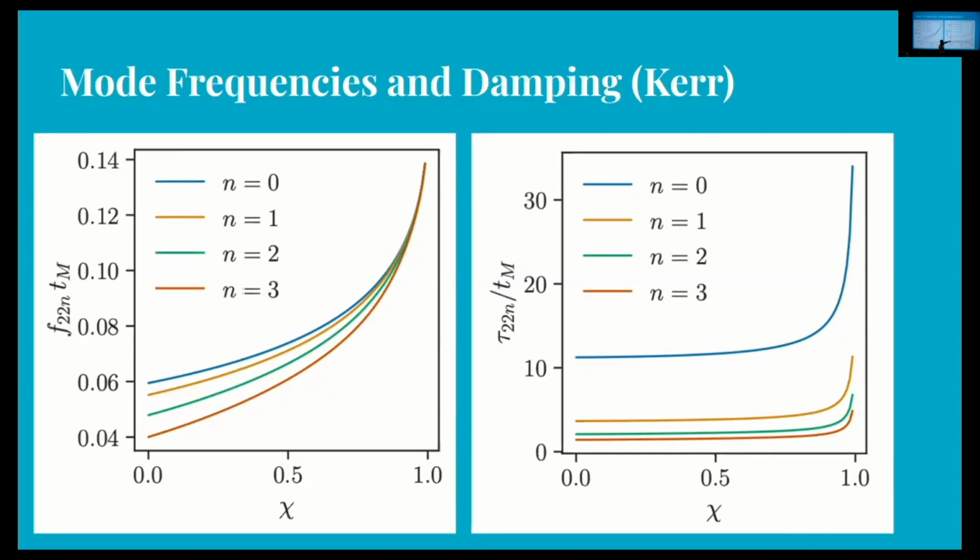The first overtone has about half, or maybe a little bit less, that damping time, and so on and so on and so on. And the damping times are relatively independent of spin and have this sort of almost logarithmic, or maybe log squared, I don't remember the precise formula, but you know, a relatively slow and gentle divergence to infinity as the spin goes to 1. So these are the things that we're trying to extract.